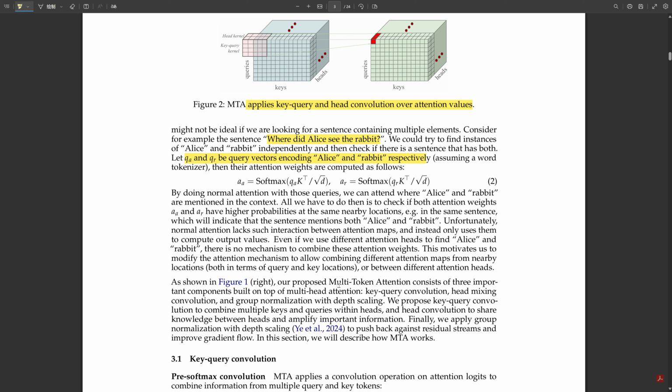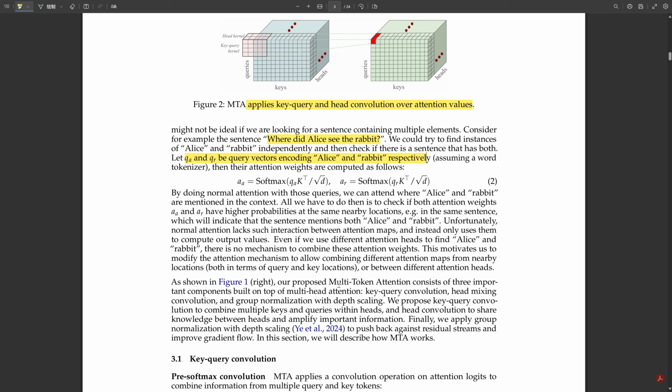So how does it actually do that? What are the building blocks, the architecture that makes that happen? MTA takes the standard multi-head attention and adds three key components: key query convolution, head mixing convolution, and group normalization depth scaling. And these work together to allow the model to consider these more complex relationships. Let's take them one by one, starting with key query convolution.